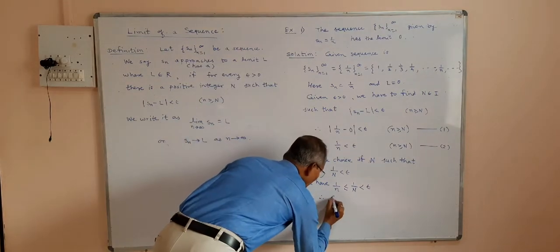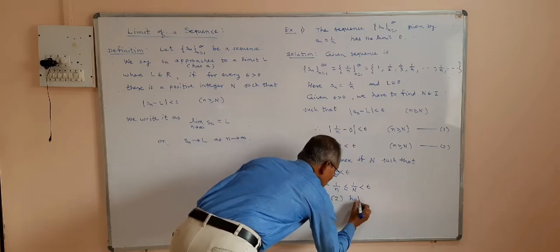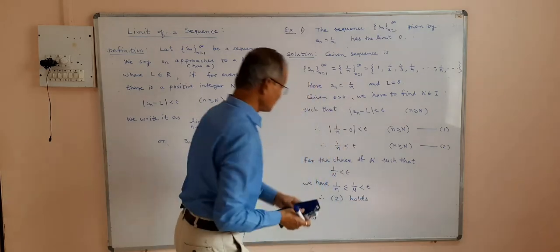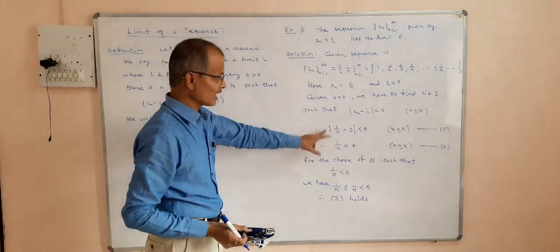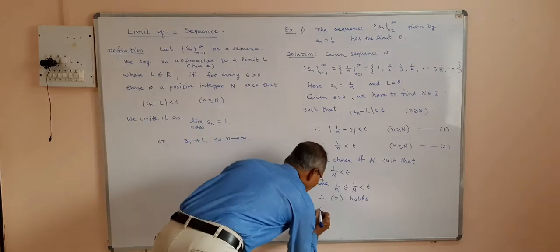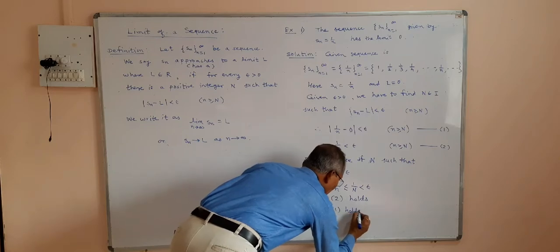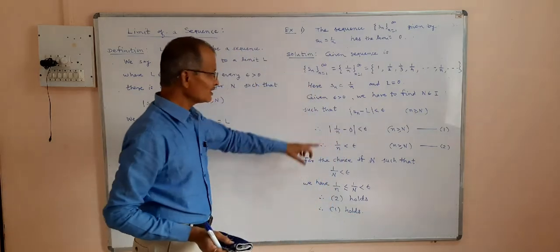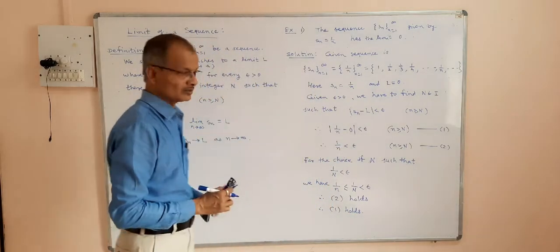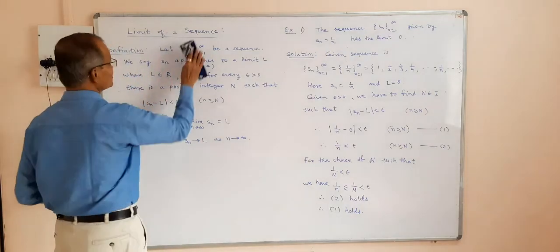Therefore, 2 holds, or means 2 satisfies. And hence if 2 holds, 1 holds. 2 and 1 are the same. So therefore 1 holds. And thus 1 holds means the limit of 1 by n is 0, or limit of the sequence is 0.